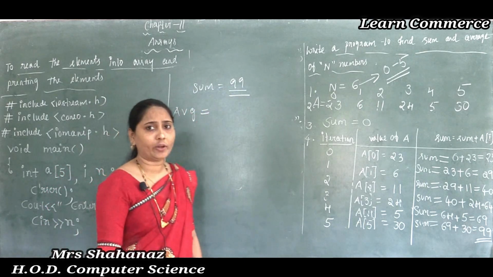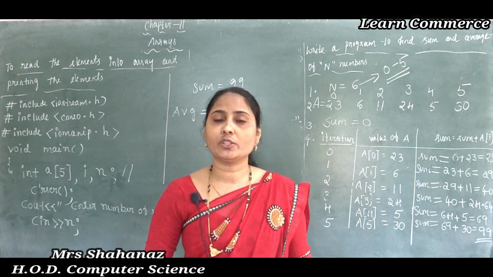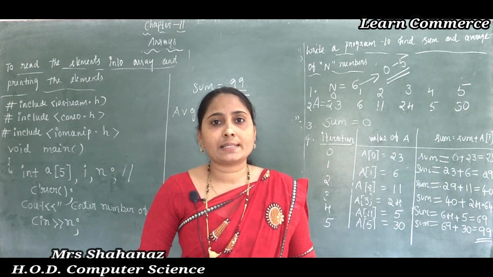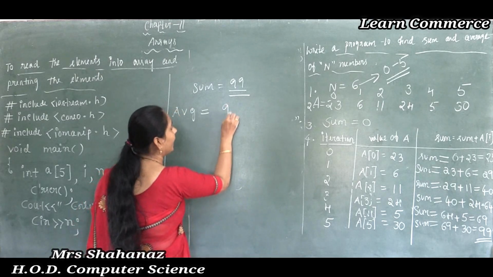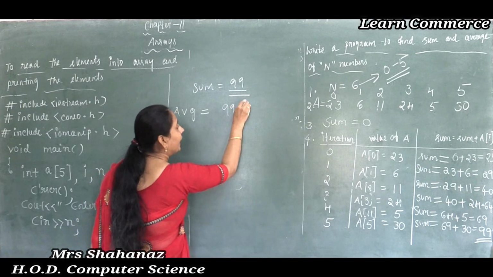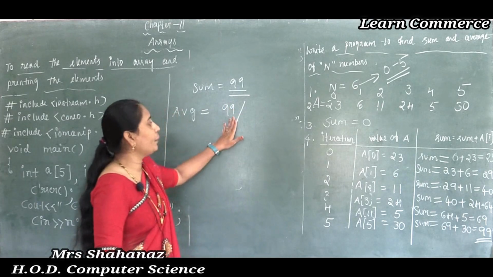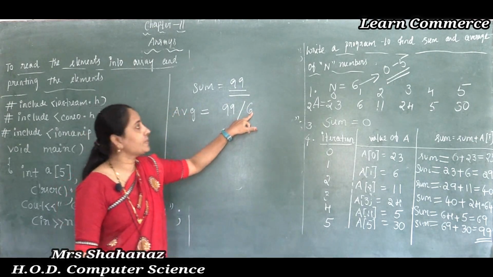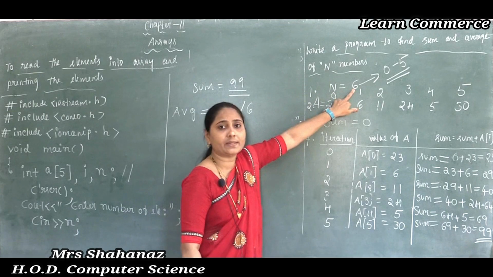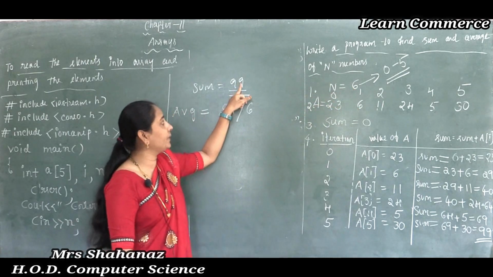How do we find out the average value? The average value is found by the sum divided by the number of elements. What is the sum value? 99, correct? Now, 99 divided by the number of elements, 6. Clear this point here? Number of elements, what is the n value? Number of elements is 6. So 99 is the sum value we got.